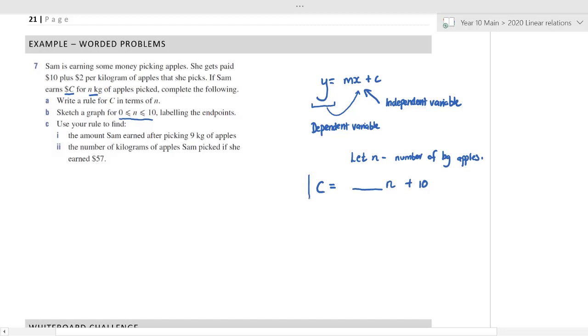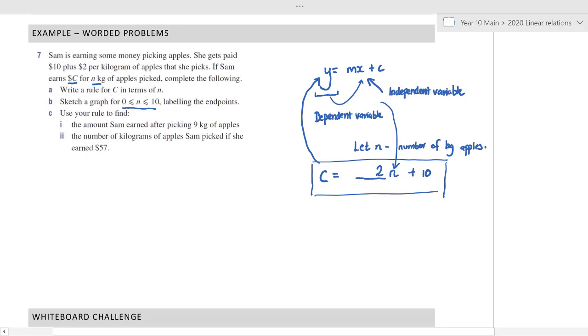So this is just your worded problem, but once we get the concept of y equals mx plus c, let's have a look. Y is now C, x, our variable, is N, and C is going to depend on how many kilograms are picked. It gets $2 per kilogram. So if I multiply the number of kilograms of apples picked by 2 and add 10, that's my linear equation. Okay, so there you go. We've just done our linear equation.